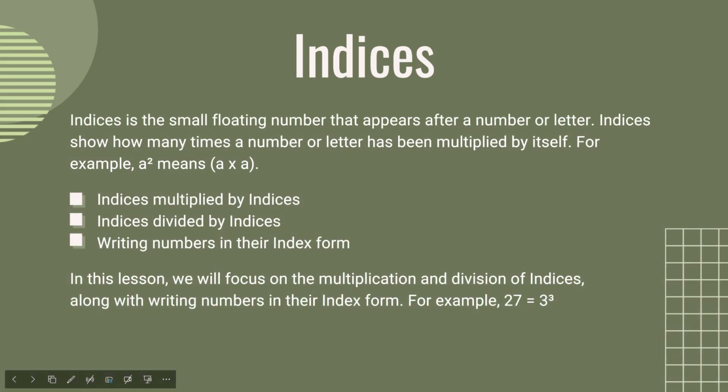So, indices is a small floating number that appears after a number or letter. Indices show how many times a number or letter has been multiplied by itself. For example, a squared means a times a. In today's lesson, we will focus on multiplication and division of indices, along with writing numbers in their index form. For example, 27 can be written as 3 cubed.